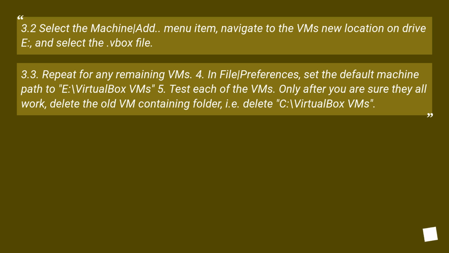3.3 Repeat for any remaining VMs. 4. In File | Preferences, set the default machine path to e:/VirtualBox VMs. 5. Test each of the VMs. Only after you are sure they all work, delete the old VM containing folder, i.e. delete c:/VirtualBox VMs.